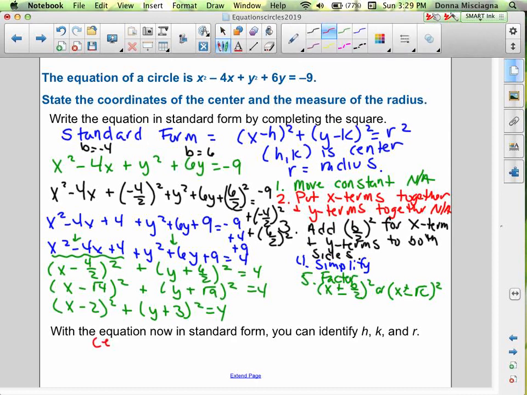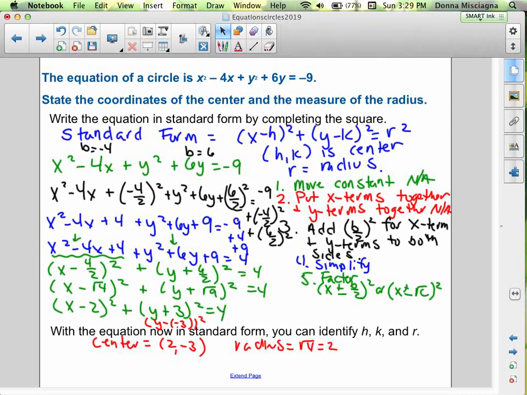So the center is 2, negative 3, right? Because this one right here is y minus a negative 3 squared. And then the radius is the square root of 4, which is 2. And that one is done.